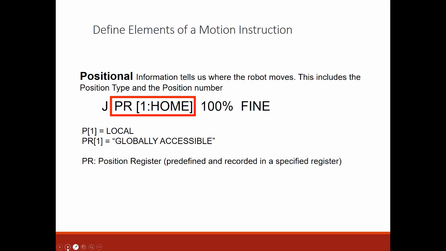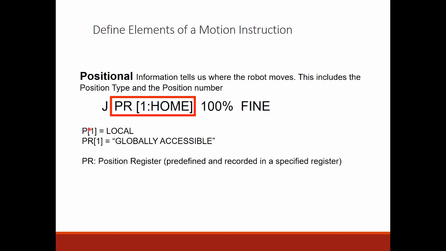So one thing that I want to introduce is the concept of a position register. A register is just a stored numeric value that isn't just a 1 or a 0, but can be like an integer. A position register is where it saves the positional information to a register that includes the X, Y, and Z, W, P, R, as well as the configuration of the wrist of the robot.